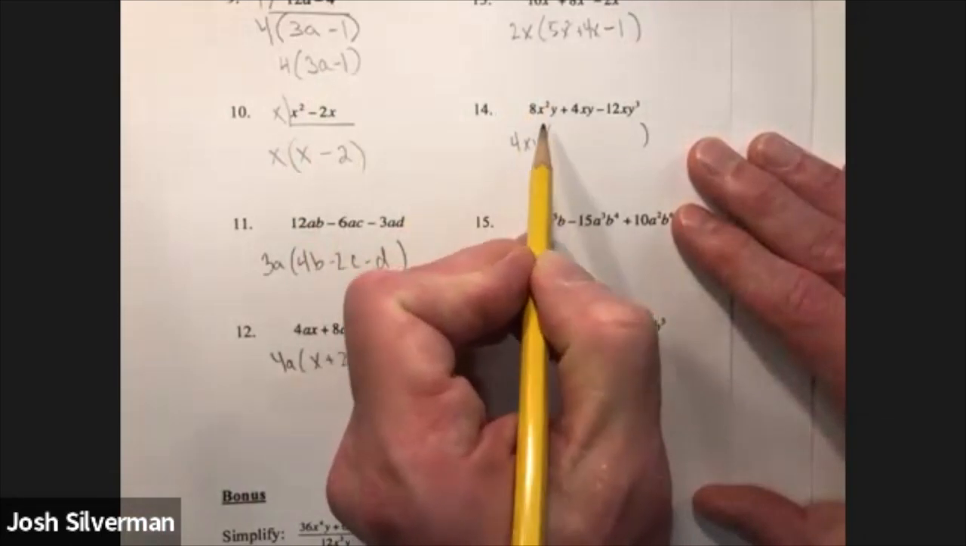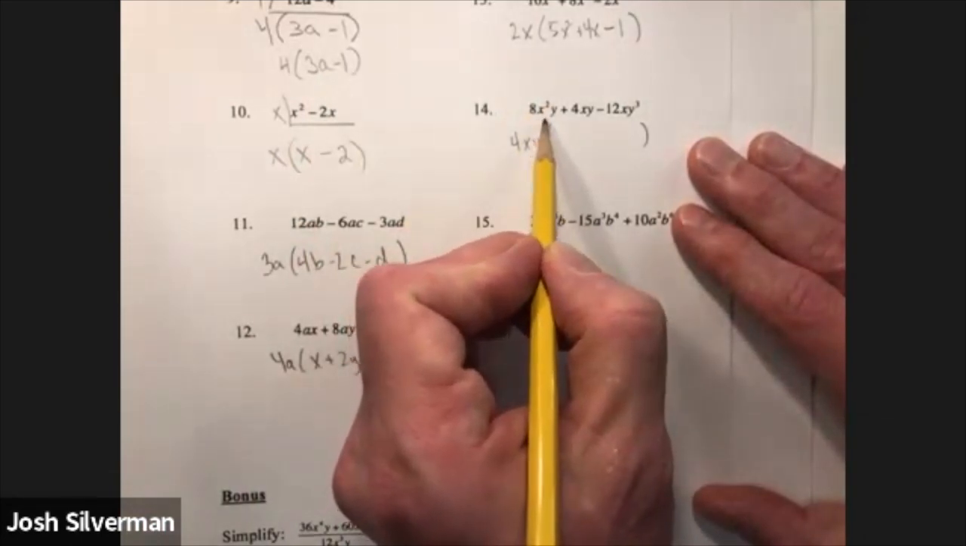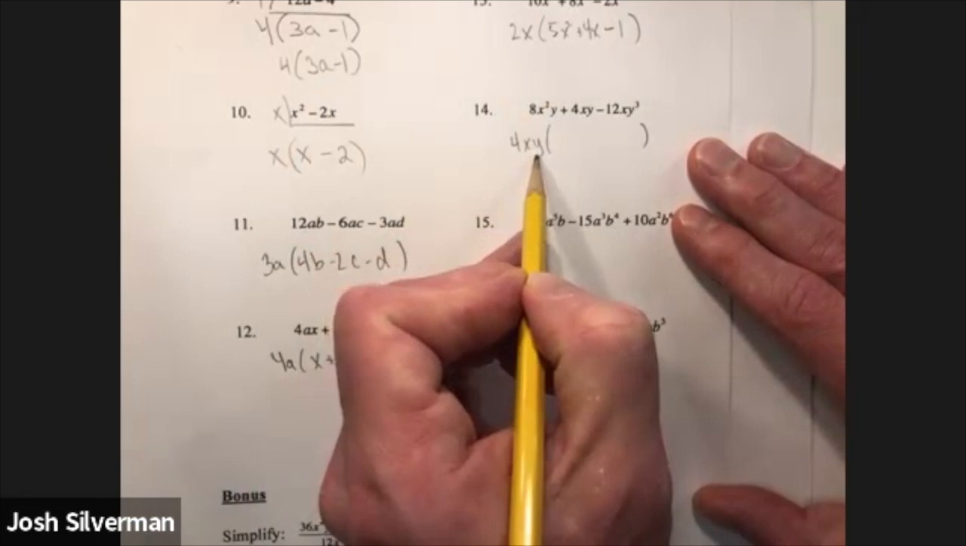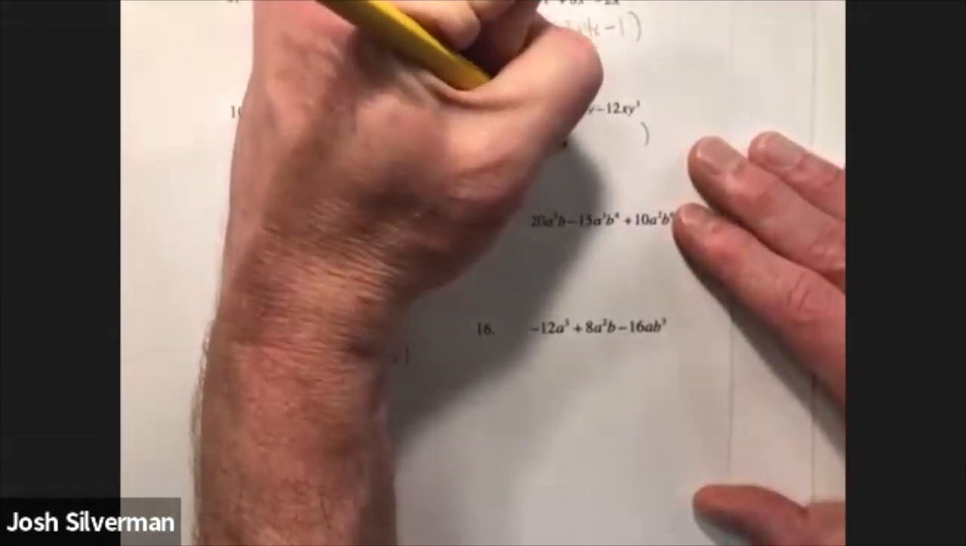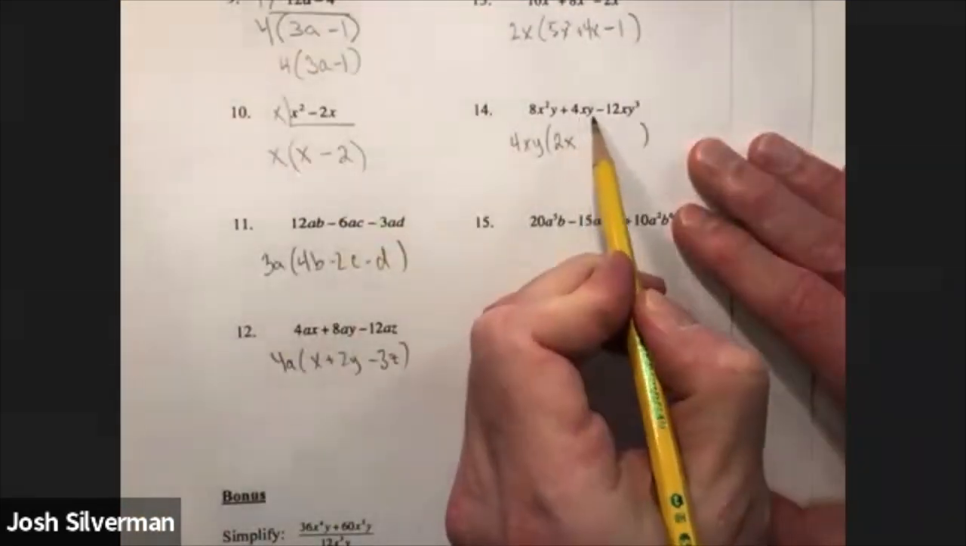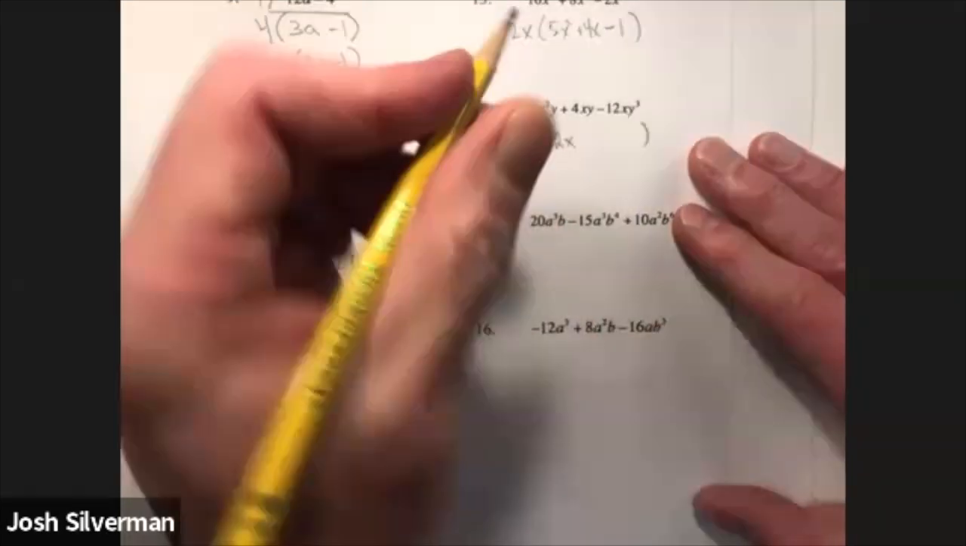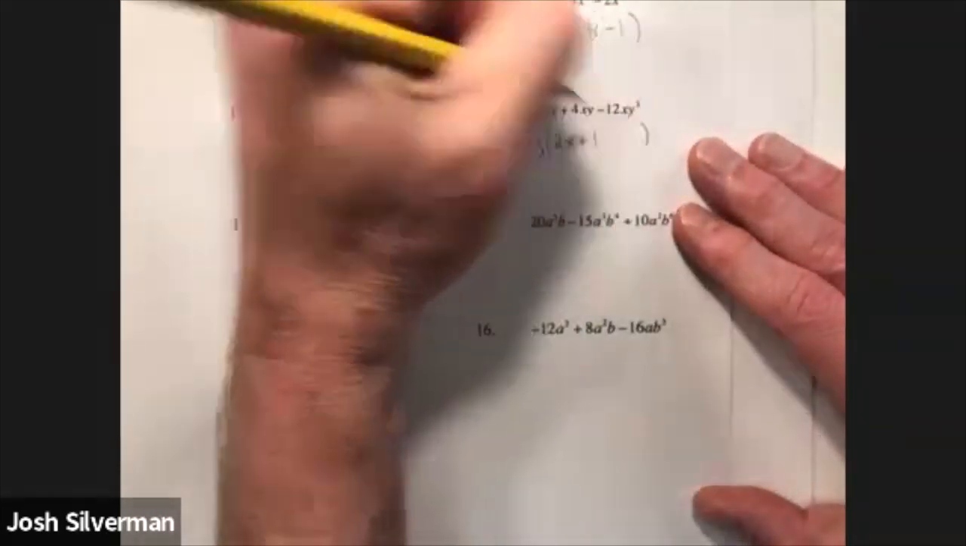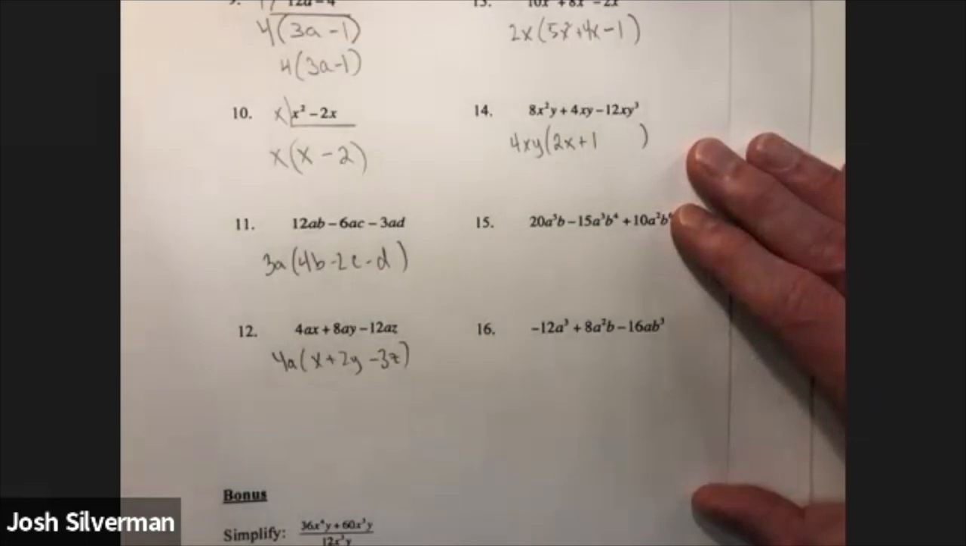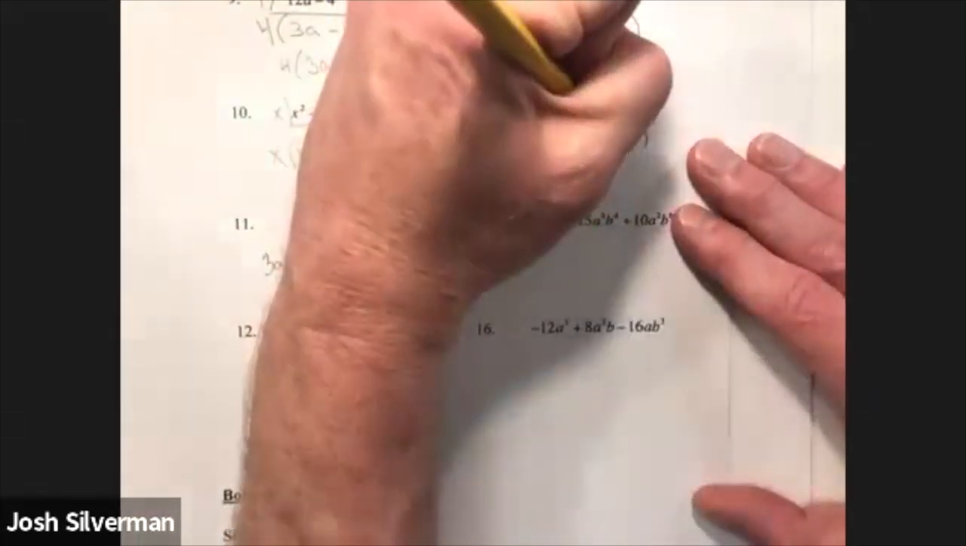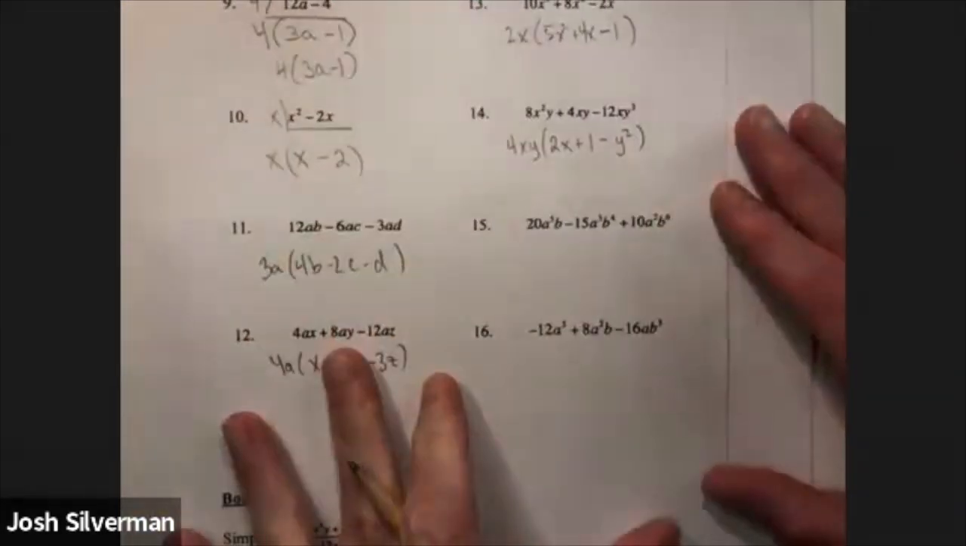Mental math only. What is 8x squared y divided by 4xy? Well, that's going to leave us with a 2 and an x. What is 4xy divided by 4xy? A 1. And what is 12xy cubed divided by 4xy? That is going to be a y squared.